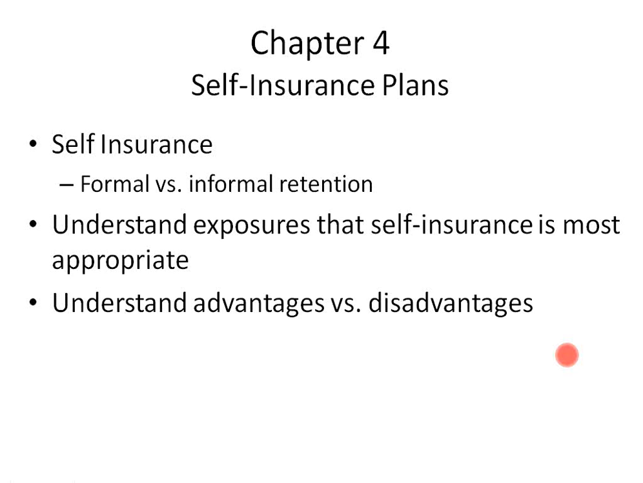So understand the exposures for which self-insurance is most appropriate. Going back to the original triangle that we looked at, it's losses that are frequent but typically of low severity, and maybe medium severity in some cases. Workers' comp, auto, those types of things make sense to self-insure because there's somewhat of a predictive nature to what we'd be able to see, and regression analysis will help us in that.